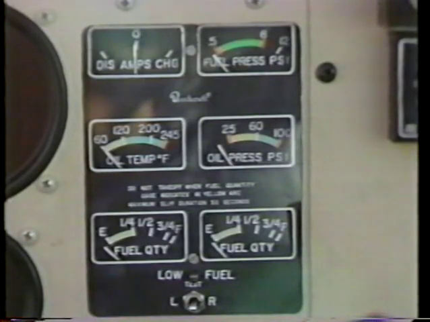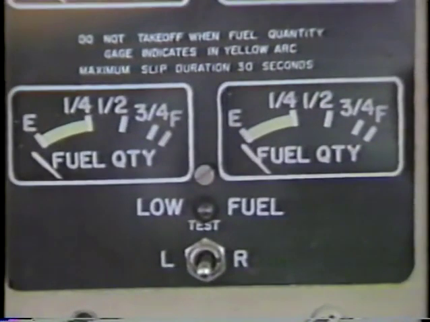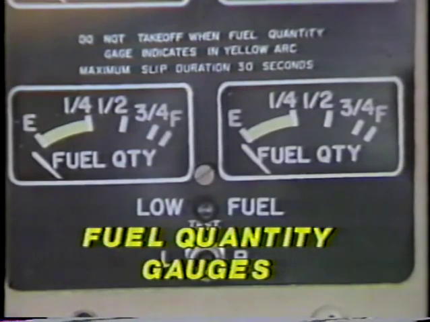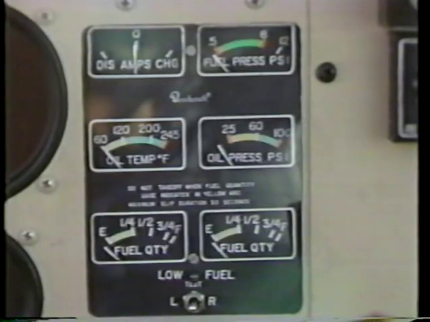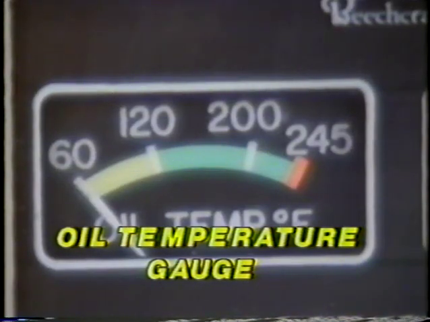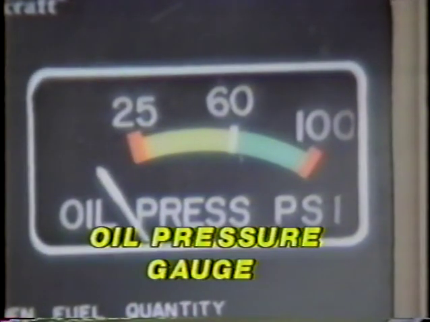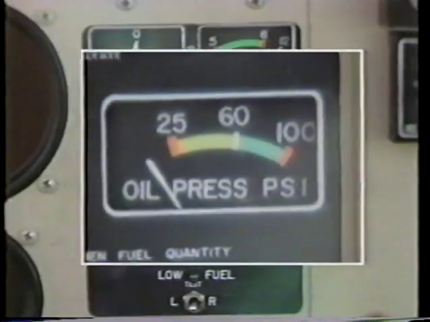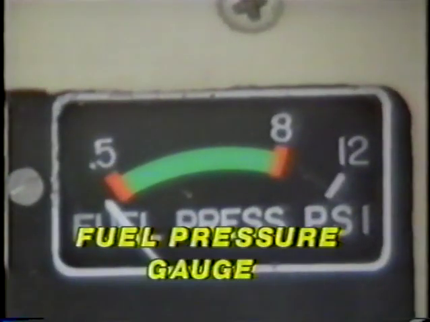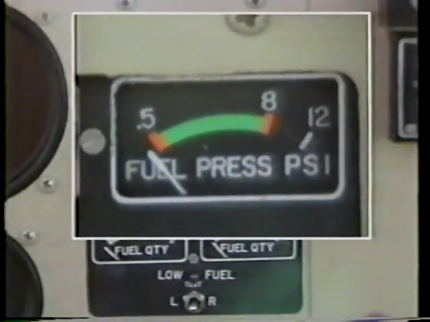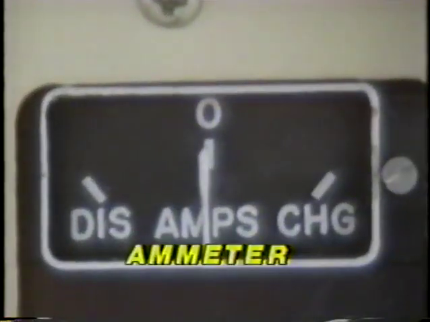Most of the engine instruments are located in the center of the airplane's instrument panel. Included are the left and right fuel quantity gauges, temperature gauge, oil pressure gauge, fuel pressure gauge, and ammeter. You will usually have all of these instruments and gauges in any basic trainer you fly, although they may be placed in different locations.